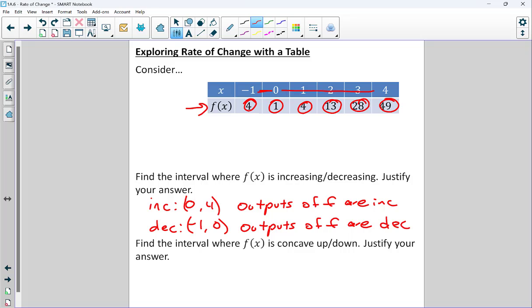Although, I could justify that answer a different way, because we talked about a moment ago that an increasing function means that the rate of change is positive. A decreasing function, the rate of change is negative. If we explore the rates of change, I can see the same answer a different way. Notice from 4 to 1, we're decreasing by 3, but remember rate of change is rise over run, f of b minus f of a over b minus a, so I would need to do 0 minus negative 1. We just have a difference of 1 right there, so the slope is just negative 3. So from negative 1 to 0, the rate of change is negative.